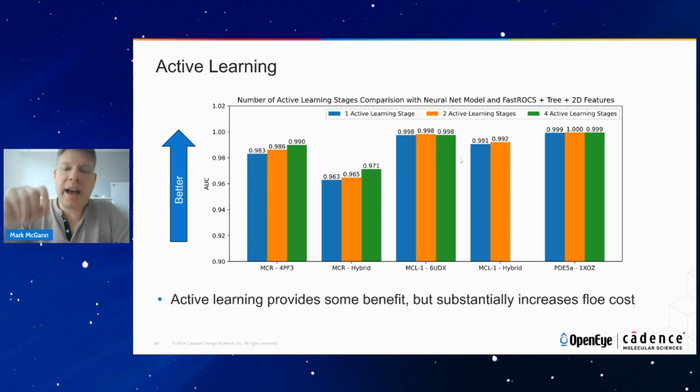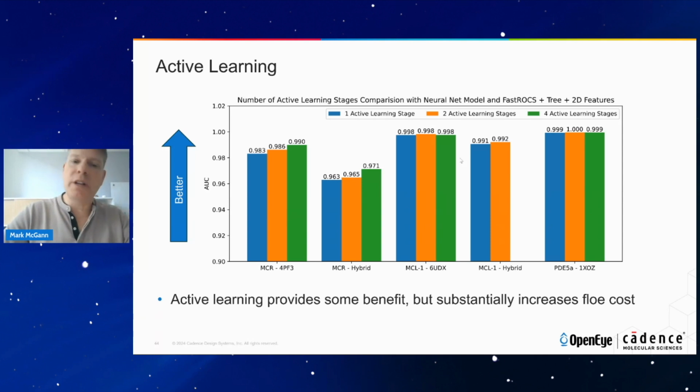We didn't actually enable multiple active learning stages in the release, though. And the reason for that is while there is some evidence here that there's improved performance by doing active learning, it also significantly increases the I/O overhead of the model. Going from 1 to 2 active learning stages effectively doubles the amount of data that gets moved around in the flow, and similarly going from 2 to 4 doubles it again. And the I/O cost is actually not trivial.